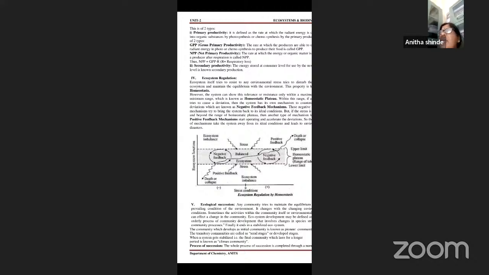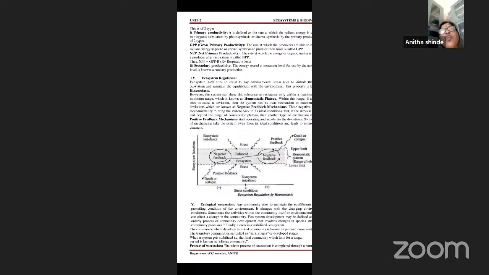So there is always an equilibrium; nature, or the environment, maintains this homeostatic balance between the biotic as well as the abiotic components. That is how the whole of nature runs. So there is always a balance between the biotic and the abiotic components. Without this regulation, the ecosystem will not survive.